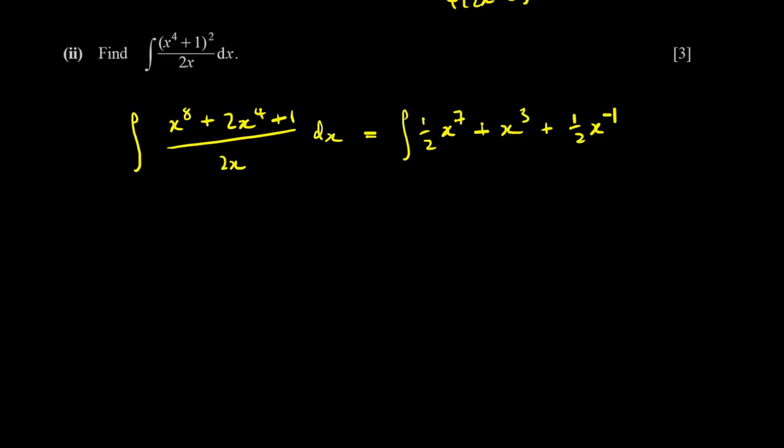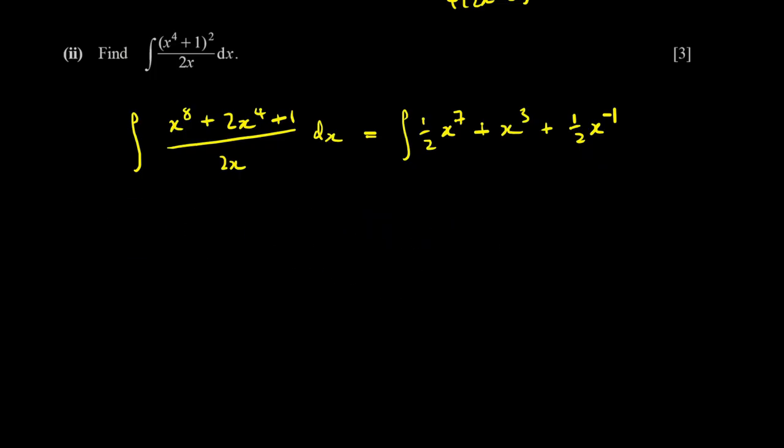Because really what this is, if you're not too sure, is 1 upon 2x. 1 upon 2x can be written as 1 upon 2 times 1 upon x, and 1 upon x can be rewritten as x to the power of negative 1, right? That's what I've done there if you're not following, okay?